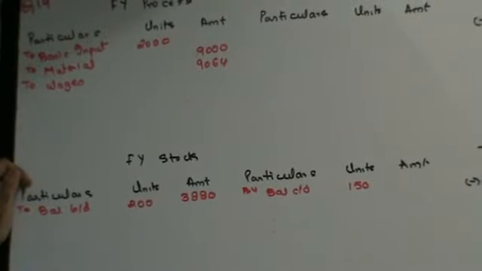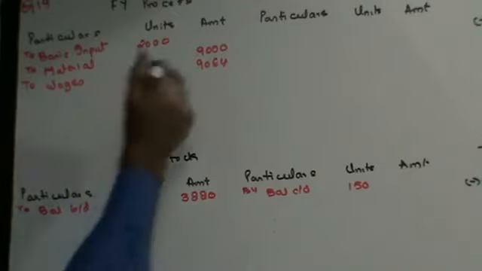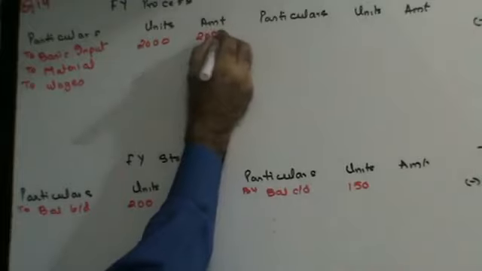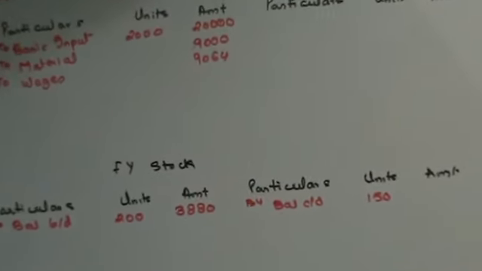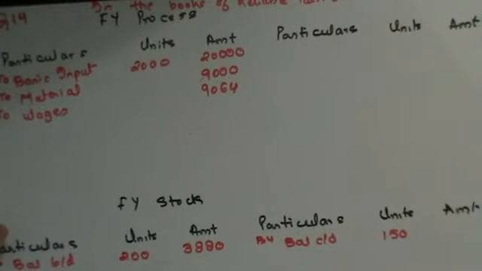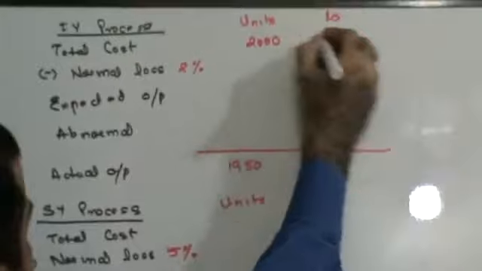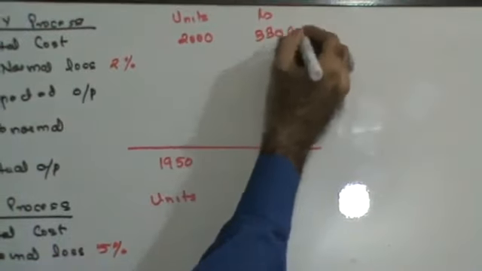Basic input is 2,000 units at the rate of 10. Basic input kilograms, rupees 10 per kg. If it is rupees 10 per kg, that means this is going to be 20,000 rupees. 2,000 units, 10 rupees per unit, that gives you 20,000 rupees. Right? Now once you are through with this, let's start adding this. 20,000 plus 9,000 plus 9064 will give you 38,064. Guys, let's see this. So your units are 2,000 and this is 38,064.